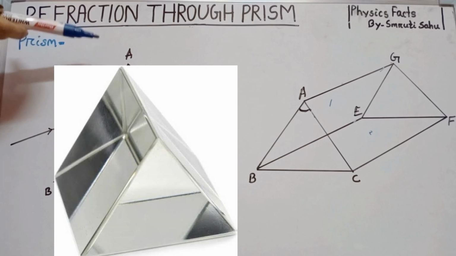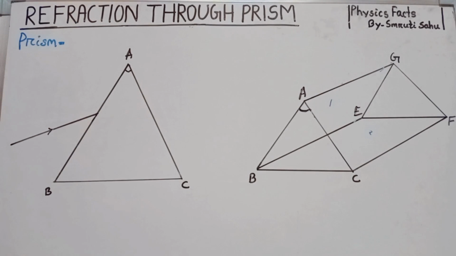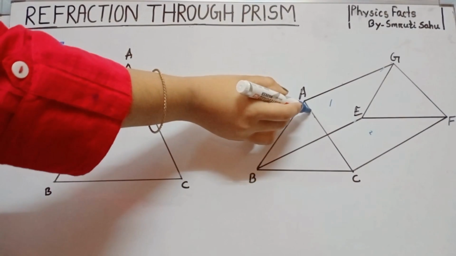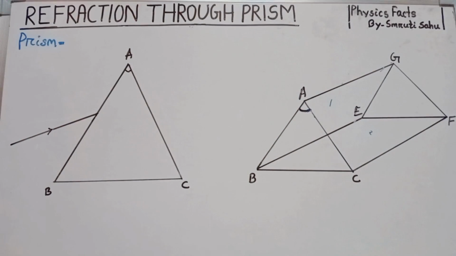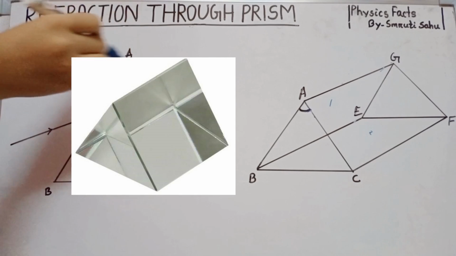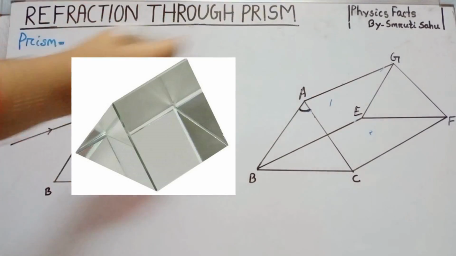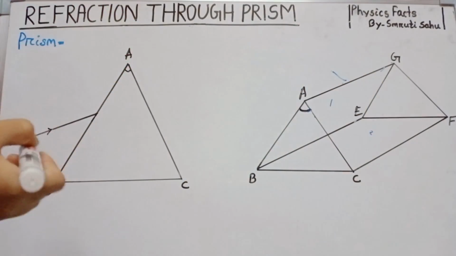The two refracting surfaces are inclined with each other. It makes some angle. That angle is known as angle of prism. Here, this angle is known as angle of prism. Line AG is called the refracting edge.